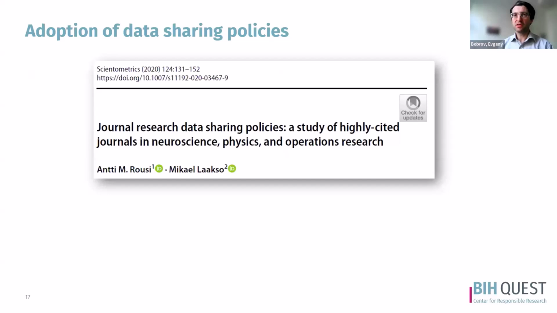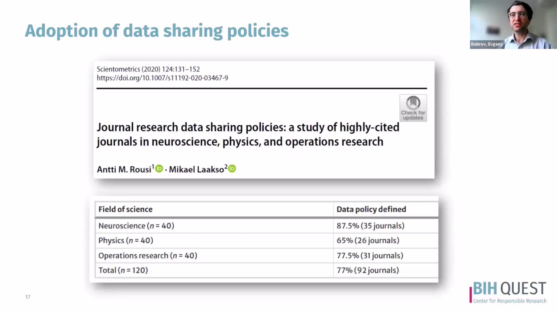The adoption of data sharing policies, which I will come back to later, is something that is already taking place by many journals. And this study, for example, looked at which journals have adopted data sharing policies. And by data sharing policies, this is just a policy which addresses data sharing. It doesn't at all mean that it is a mandatory policy. So they looked at different fields of science. For example, this is not exactly biomedical, but neuroscience definitely has some overlap with it. And they found that in the journal sample they looked at, the majority had adopted some kind of data sharing policy.